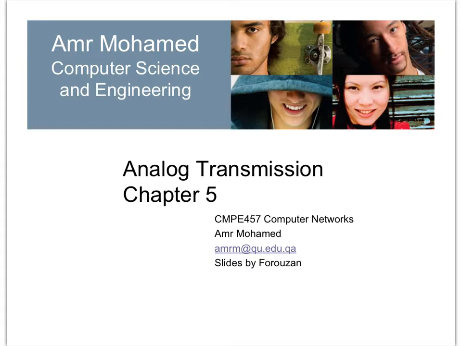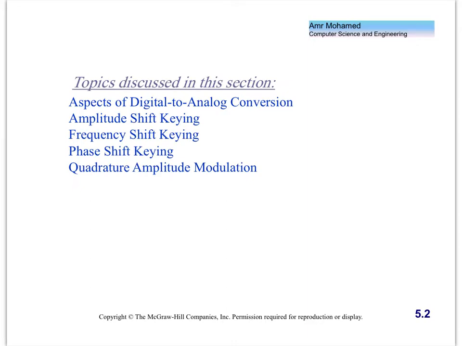So in this chapter, we will cover the analog transmission, where we actually convert the digital bits into an analog signal, which is for broadband communication, where the transmission medium has a bandpass effect on the other side. So in this case, we convert the digital bits into an analog signal.